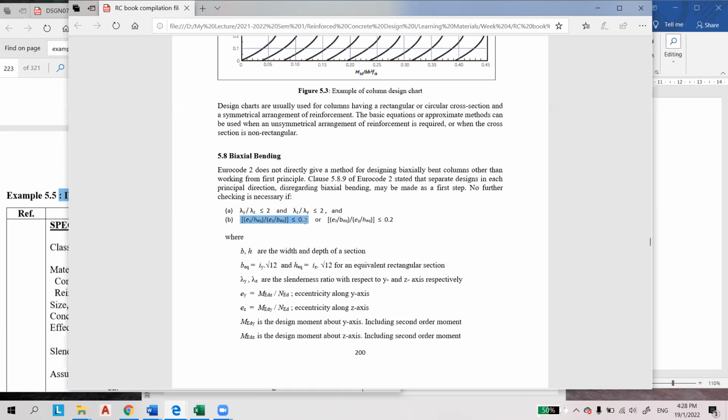You must check ey over heq divided by ez over beq. We can refer later to what the beq and heq are. This is number 4. So 1, 2, 3, and 4. All these four situations must be checked. If the requirements fulfill all four checks, then no further checking is needed for biaxial bending. But if only one is not fulfilled, we must design for biaxial bending.